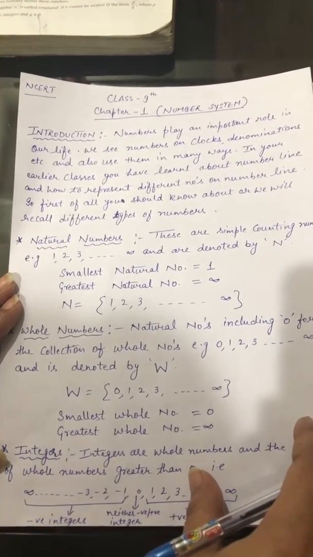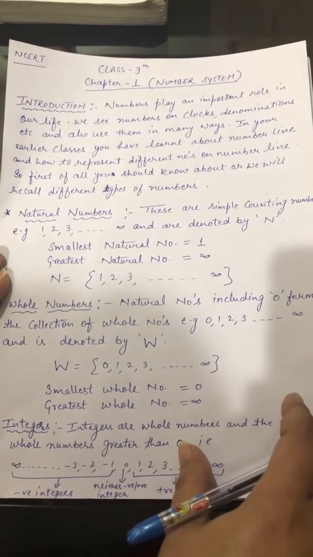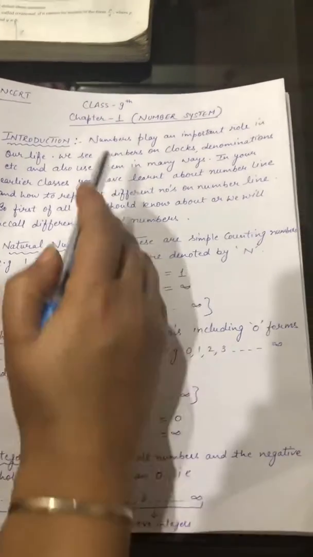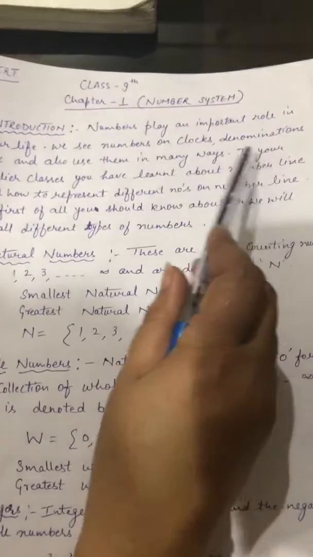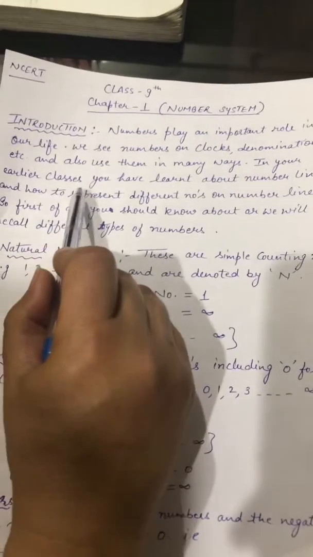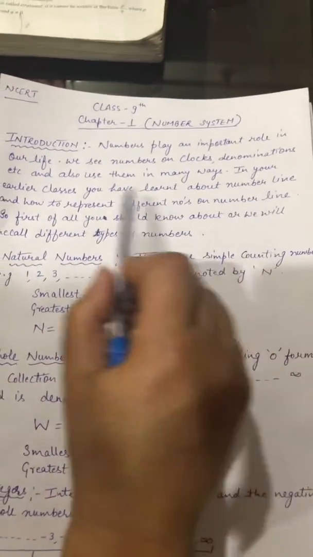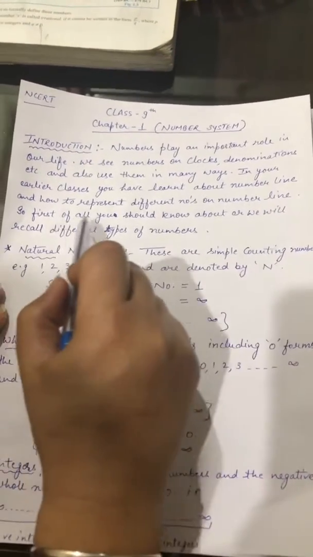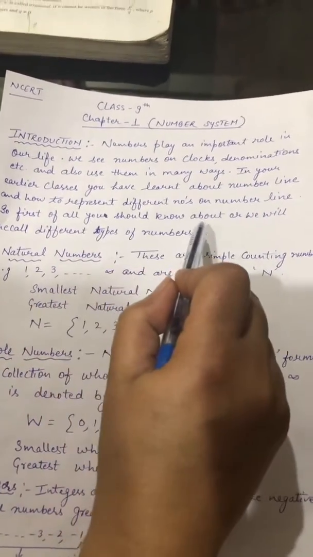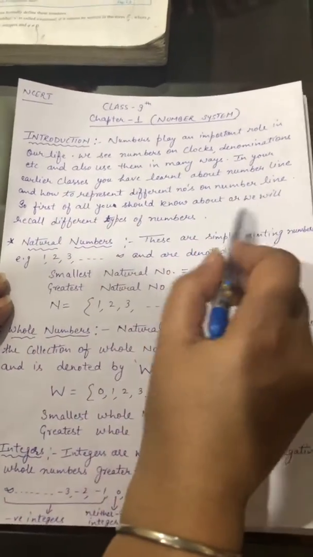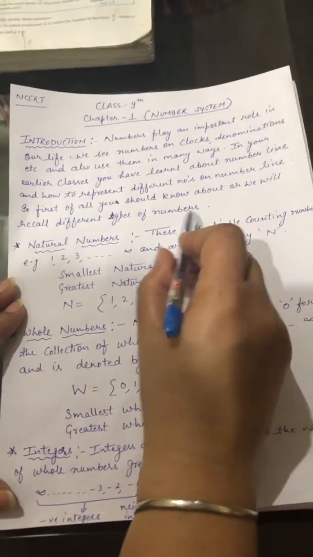As the name of the chapter indicates, number system, so we talk about numbers here. Introduction. Numbers play an important role in our life. We see numbers on clocks, denominations, etc., and also use them in many ways. In your earlier classes, you have learned about the number line and how to represent different numbers on the number line. So first of all, we will recall what you have already learned in your previous classes. We will recall different types of numbers first.